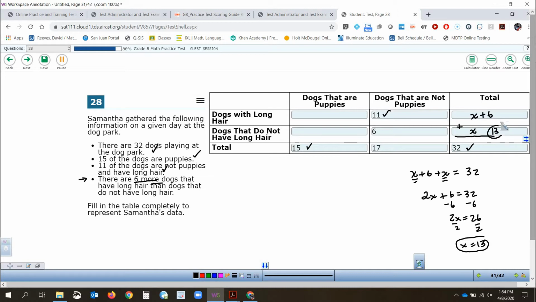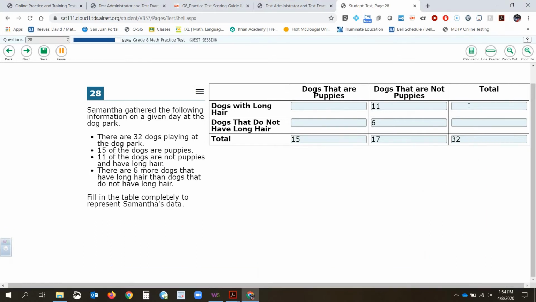And if this is 13, and this has to be 6 more than 13, what's this going to be? 13 plus 6 is 19. And what do you get when you add 19 plus 13? You get 32. All right? So the dogs with long hair, right here, this one needs to be 19. The dogs that do not have long hair is 6 less than that. It's 13. All right, and now we just have these two boxes that are left, right?